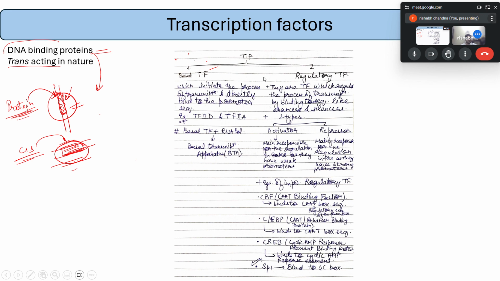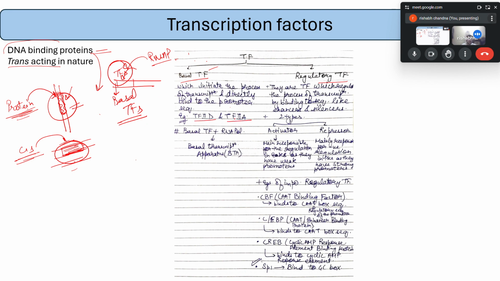So we have two kinds of transcription factors. One is the basal transcription factors and the other is the regulatory transcription factors. Basal means that they help in initiating the process of transcription directly. For example, this is the promoter. First, the transcription factors bind and recruit the RNA polymerases. So these are the basal transcription factors. For example, we have TFIID, TFIIA.